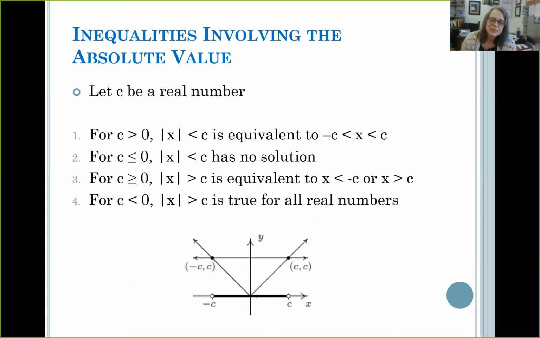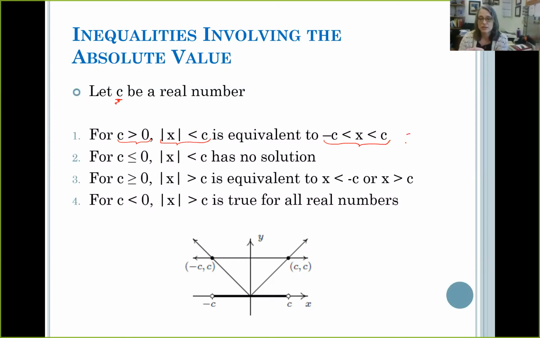Now let's talk just about the absolute value for a minute. We're going to look, let C be just any real number. 3, 7, -9, doesn't matter. Any real number. 1/2, 7/8, anything that we can put on a number line. If we want to know when is the absolute value of x less than or equal to that number c, and if that number c is a positive number, then that's the same thing as saying x is between -c and c.